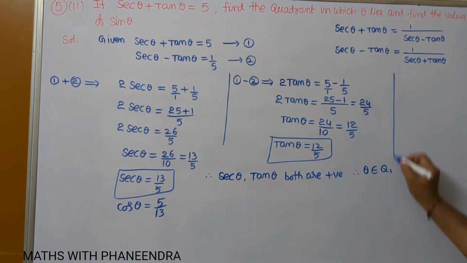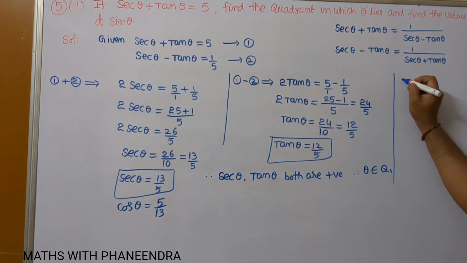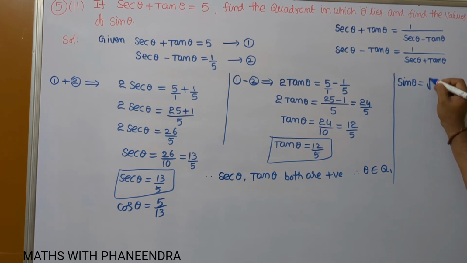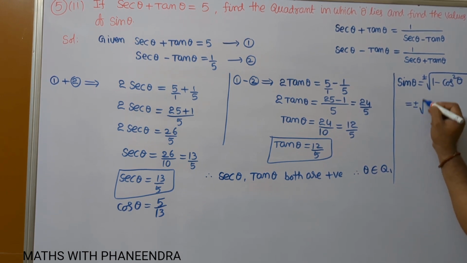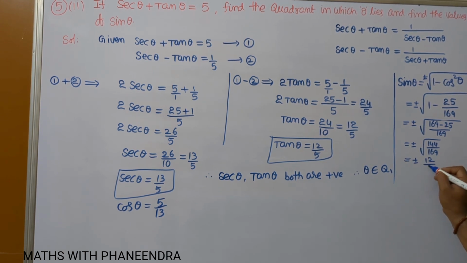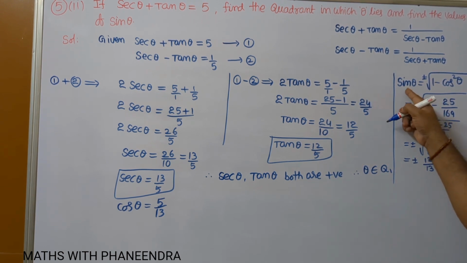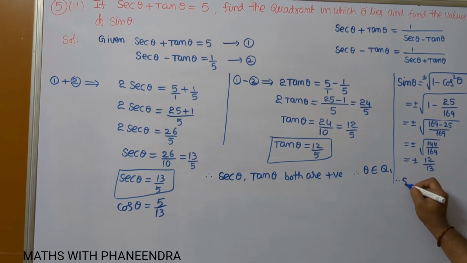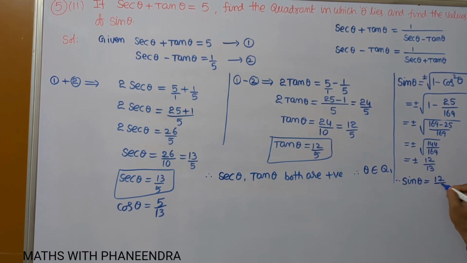Whenever cos theta is there, we can easily find sin theta. Sin theta is equal to plus or minus root of 1 minus cos square theta, that is equal to plus or minus root of 1 minus (5 by 13) whole square, that means 25 divided by 169, so (169 minus 25) by 169, that is equal to plus or minus root of 144 divided by 169. Root 144 is 12, so plus or minus 12 divided by 13. But theta belongs to Q1, sin theta is positive. Therefore, sin theta is equal to plus 12 by 13.